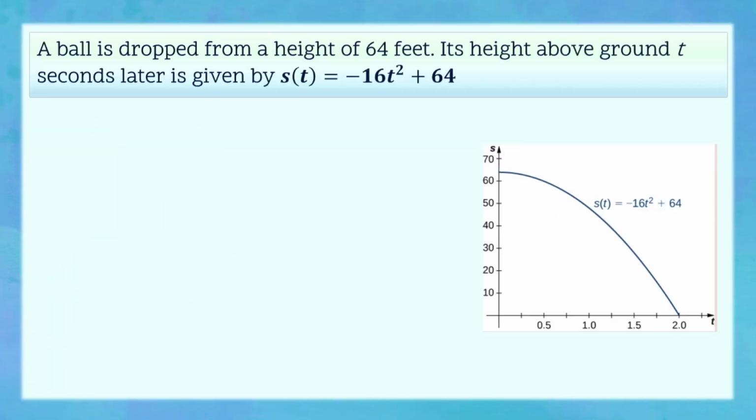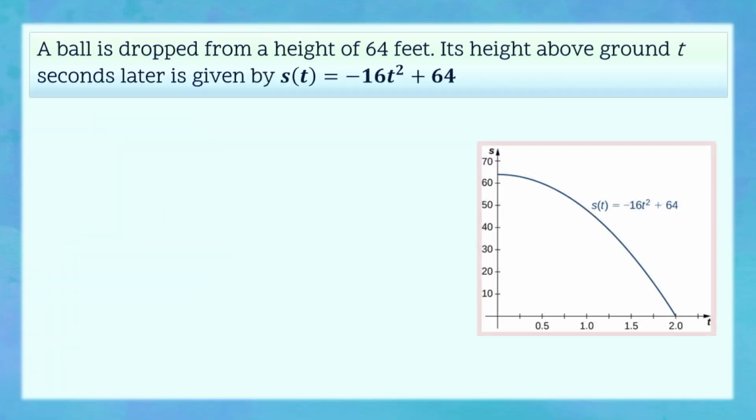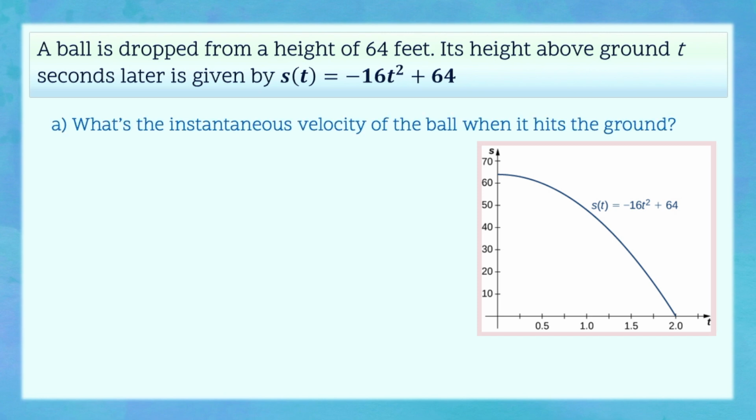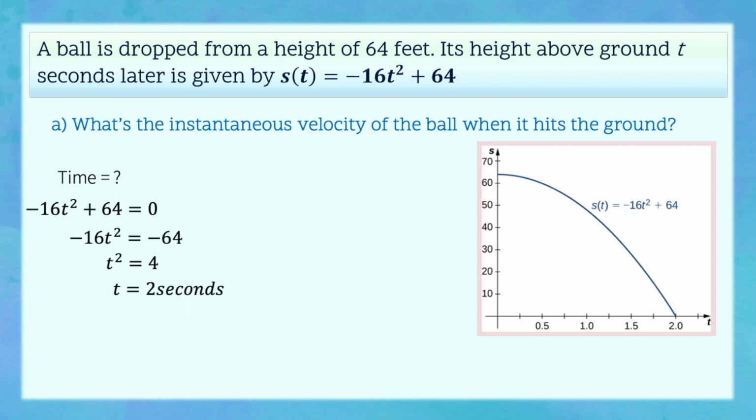Here's an example question. A ball is dropped from a height of 64 feet. Its height above ground t seconds later is given by this equation. What's the instantaneous velocity of the ball when it hits the ground? First, we must find the time by making the equation equal to 0 and solving for t, and we end up with 2 seconds. Then differentiate the original equation.